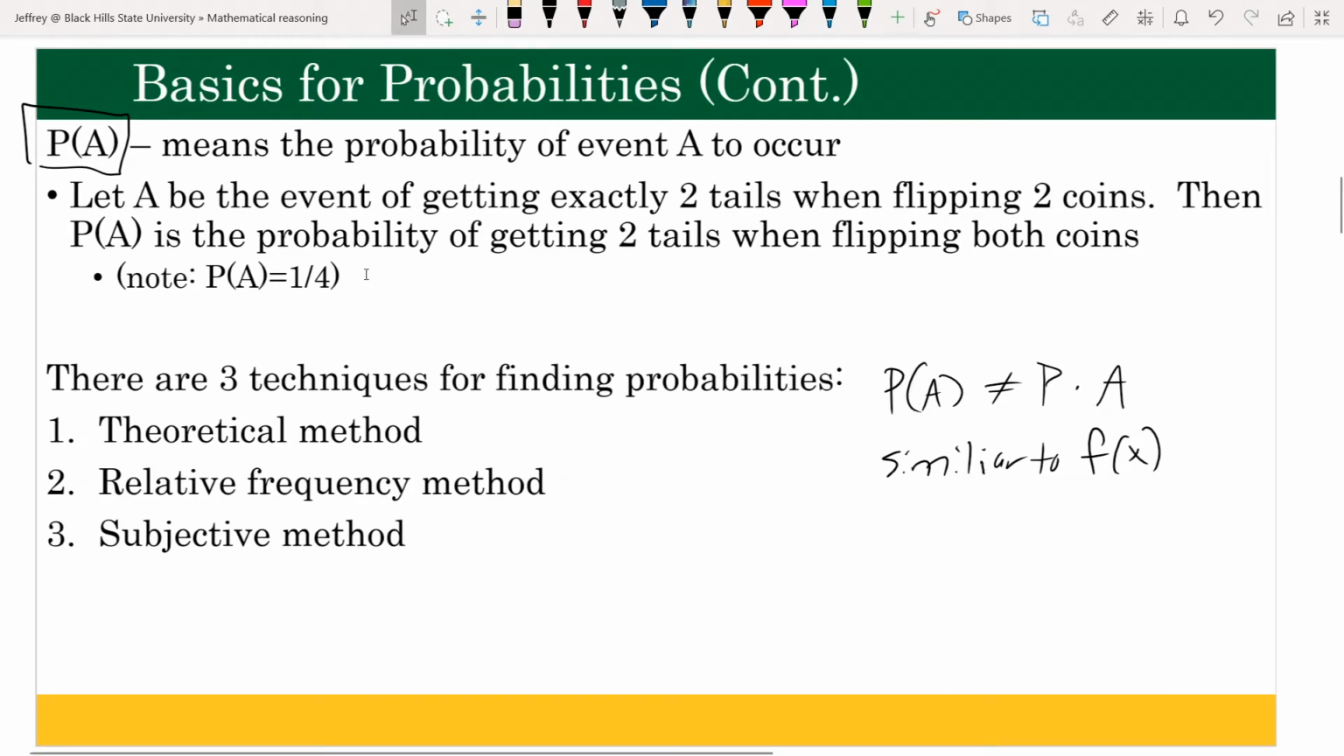Now, we have to be a little bit careful in this case because there's actually three different ways of finding probabilities, and they can give us slightly different results depending on the scenario. What we were looking at here, the probability of getting exactly two tails when flipping two coins, is the theoretical approach. Then we have the relative frequency method, and the last one is the subjective method.